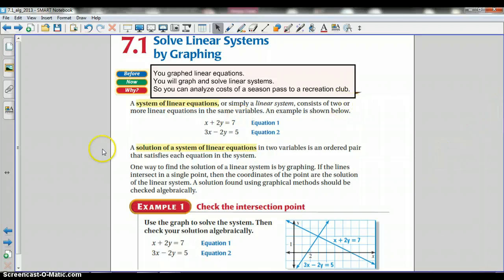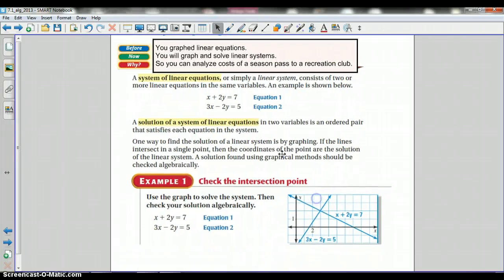As we said earlier, one way to find the solution of a linear system is to graph both lines and look for the intersection point. If the lines intersect in a single point, then the coordinates of that point are the solution to the linear system. This is called the graphical method.